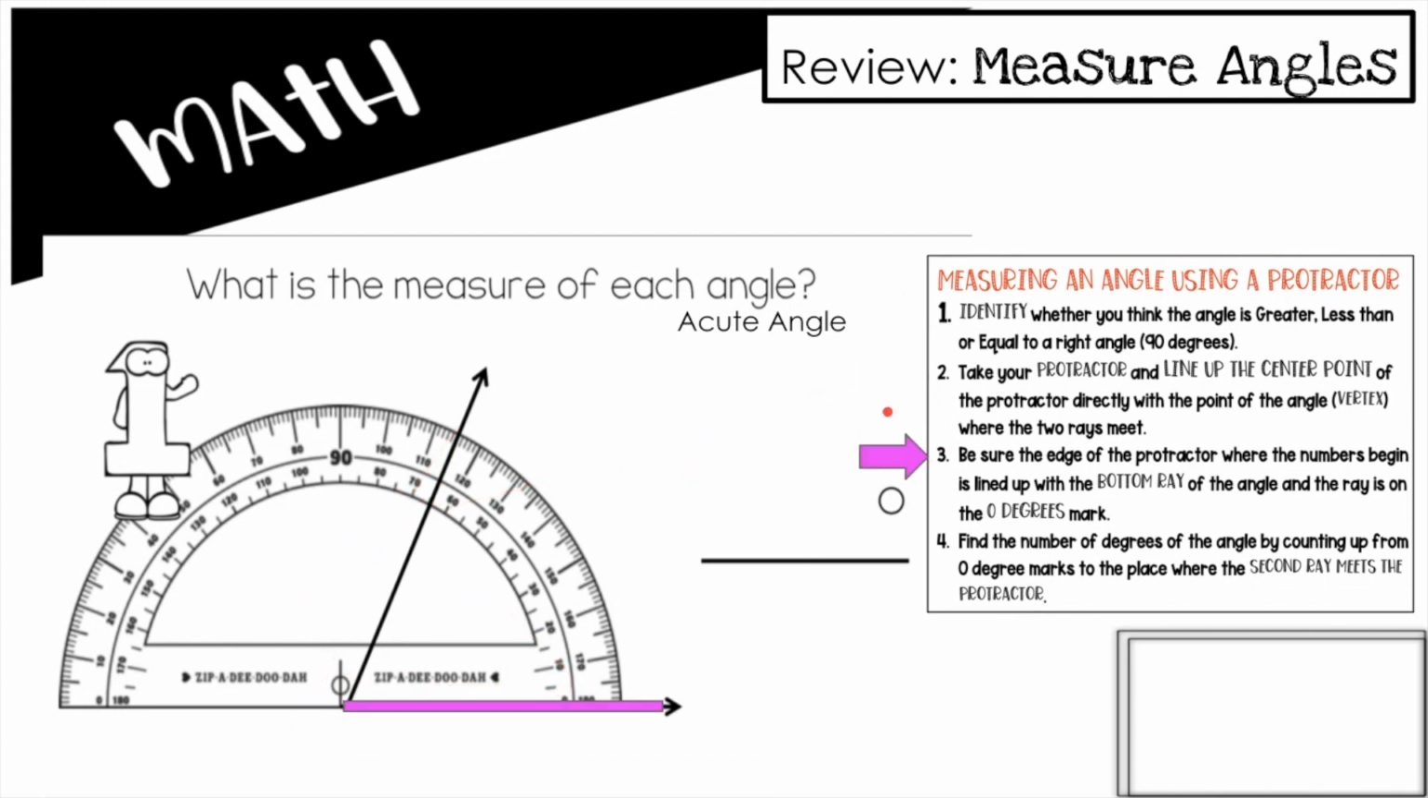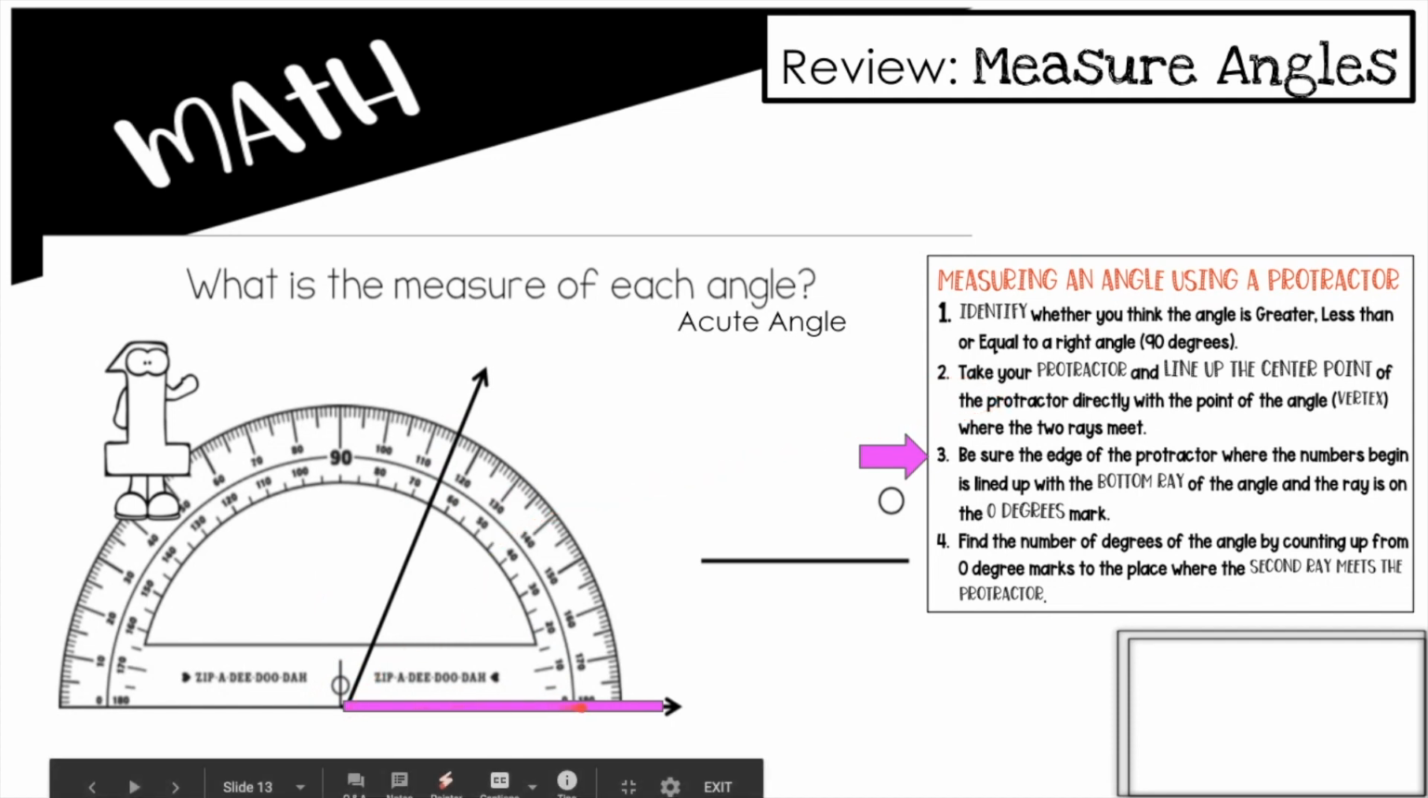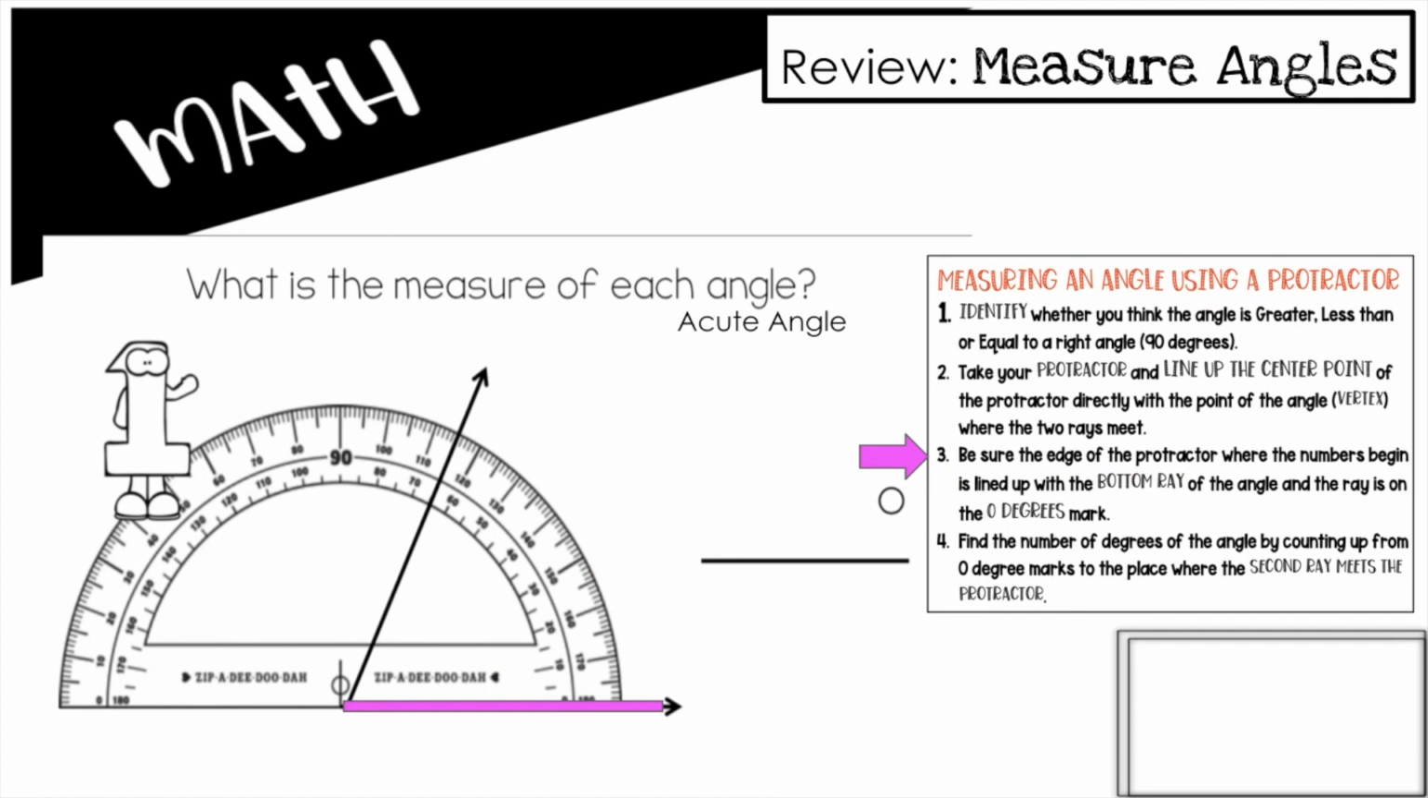The second part of that is that you need to make sure this bottom line, which is actually a ray, because remember, two rays make a vertex, you're sure that that edge of your protractor where the numbers begin, so where your 0 is right under here. If you look, I'll go back one slide, that 0 is right here. You want to make sure that your bottom ray is lined up with that 0 mark, because you want to imagine if you had a ruler and you're measuring the height of, I don't know, your pencil.